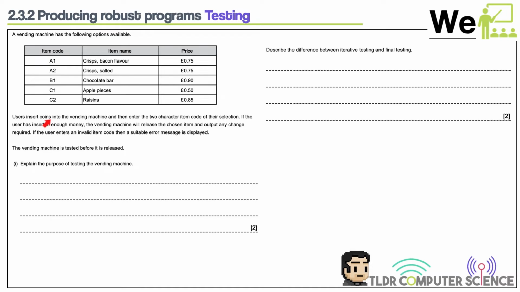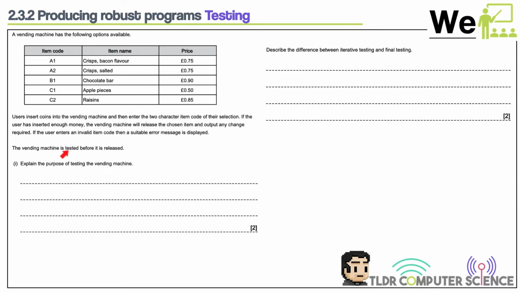The user inserts coins into the vending machine and then enters the 2-character item code of the selection. So if you put in 30p and you put in C1, you don't actually have enough money in this case. If the user has inserted enough money, the vending machine will release the chosen item and output any change. If the user enters an invalid code, i.e. a code that doesn't exist here, then a suitable error message is displayed. Okay, so that's how this little system works.